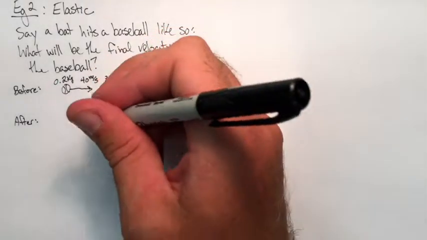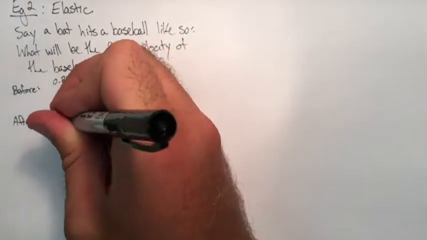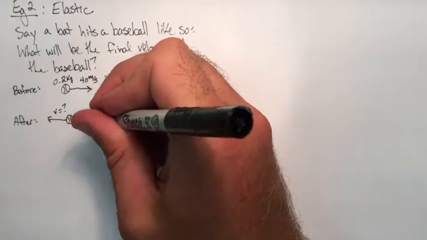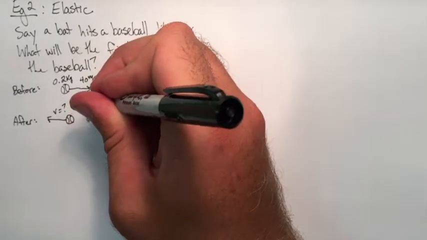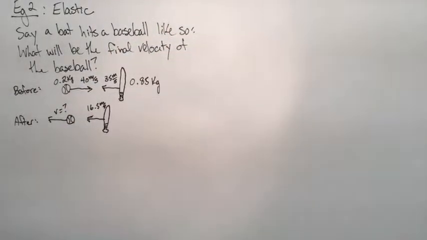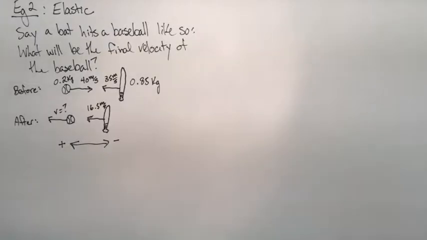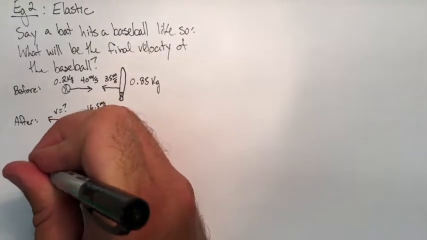Afterwards, that ball is going to be moving forward. That's what we're going to calculate. We're going to try and figure out its velocity. But that batter's going to swing through. The bat's going to be going a little bit slower. It's going to be going at 16.5 meters per second. We need to define everything pointing to the left is going to be positive, and everything pointing to the right is going to be negative.